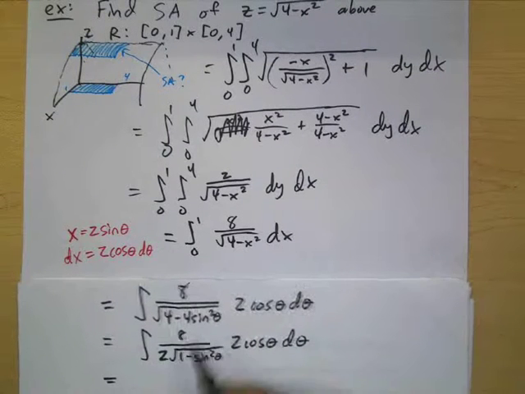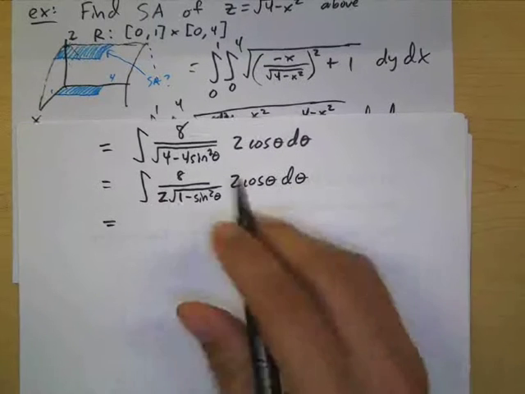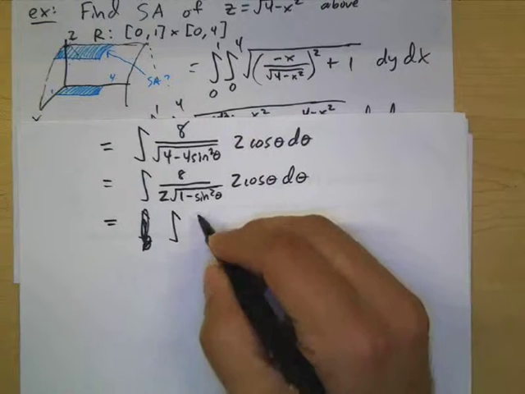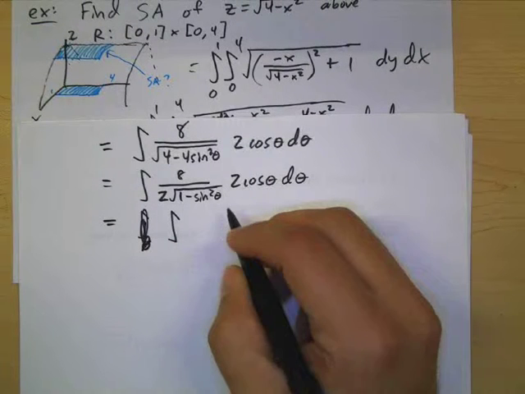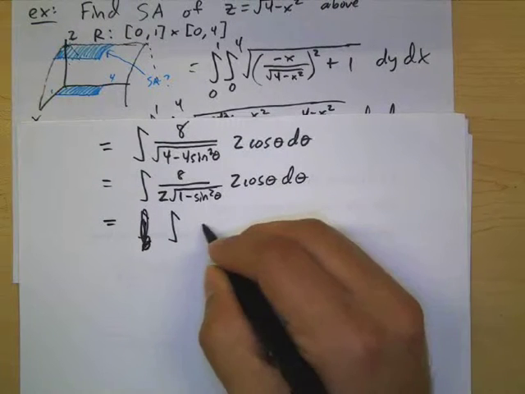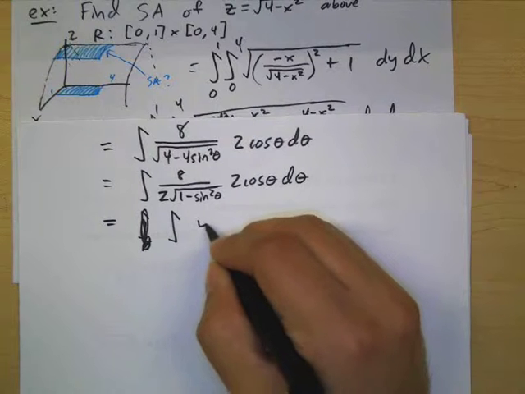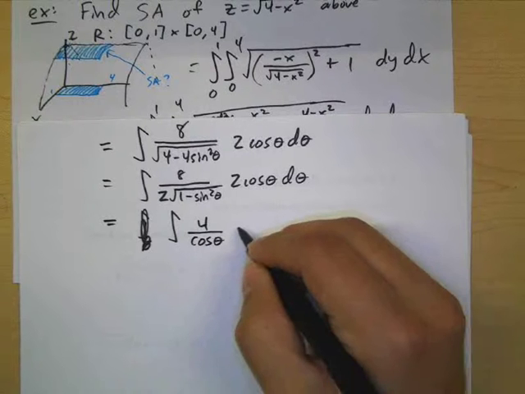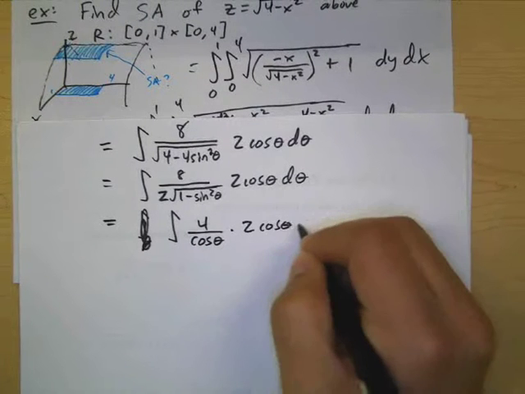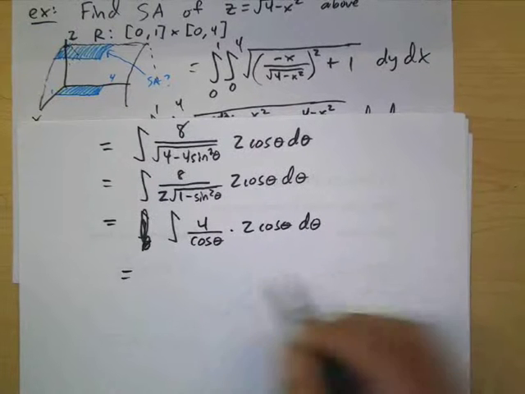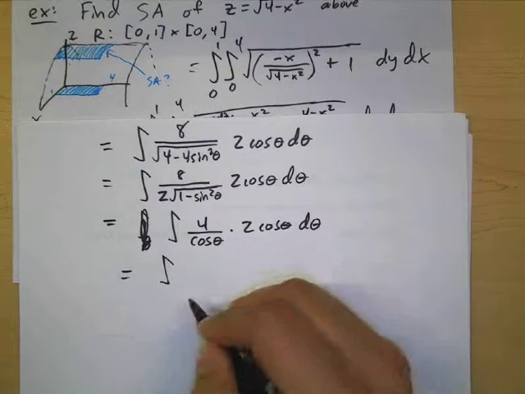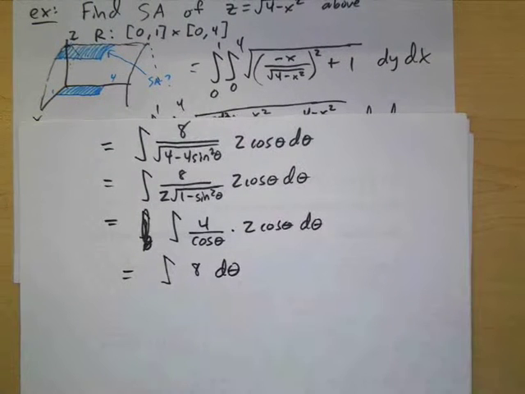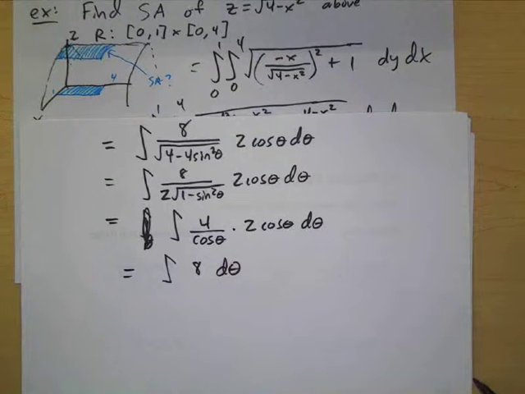1 minus sine squared is the same as cosine squared. So then this would be 8 divided by 2, which is 4, over just cosine theta times 2 cosine theta d theta. We've reduced our integral from this ridiculous radical to just 8 d theta. So now the question is, what bound should we use here?